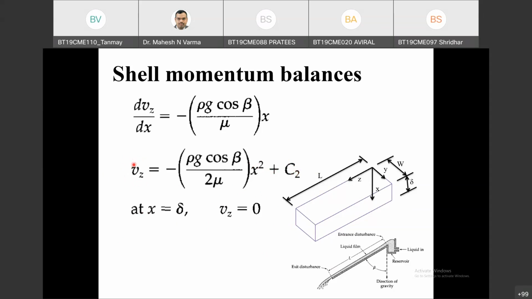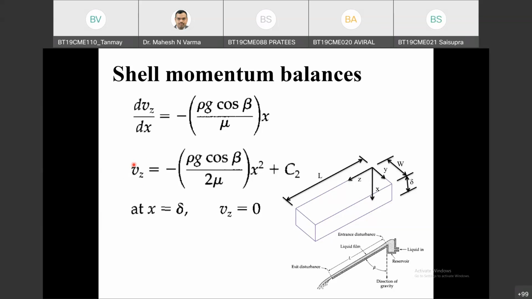Problem number 21, Sahil. Sir. What is the value of C2? C2, sir, rho g cos beta by 2 mu into delta square, sir. Minus will come, C2 equals to? No, sir. Minus, no, sir. Rho g cos beta by 2 mu into delta square, sir. Okay, and what will be the velocity profile?